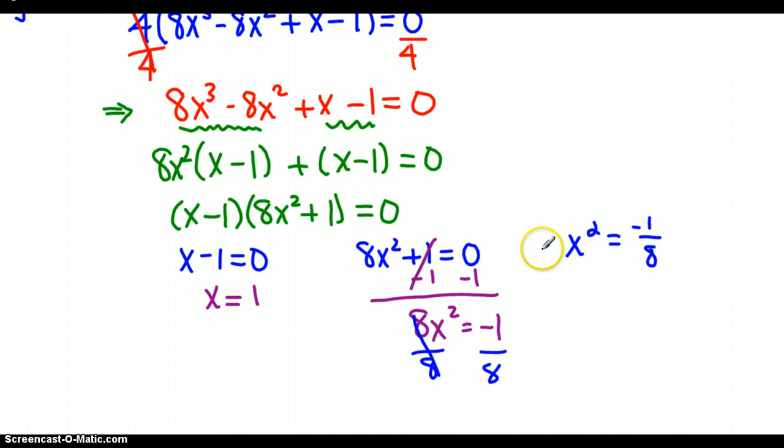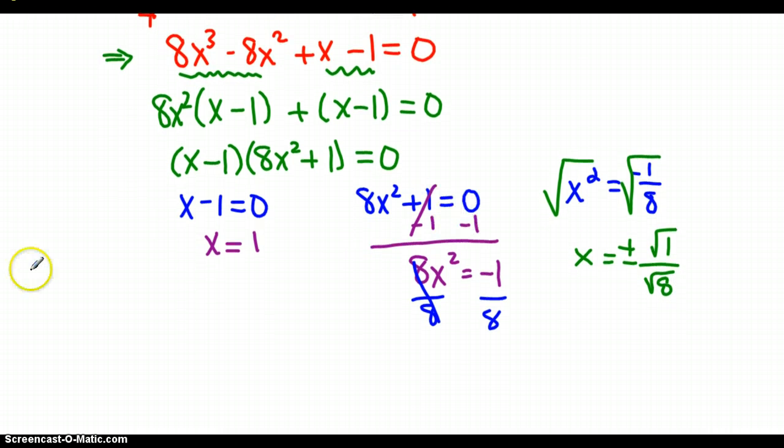And I need to take the square root. Well, when I take the square root of an answer, I get 2 options, the positive and the negative. I've got the square root of 1 over the square root of 8, because I can split up that square root fraction. I want to rationalize this, so I know the square root of 8 can be split up into the square root of 4 and the square root of 2, but I can't have a square root of 2 in my denominator. So I'm going to multiply the numerator also by the square root of 2.